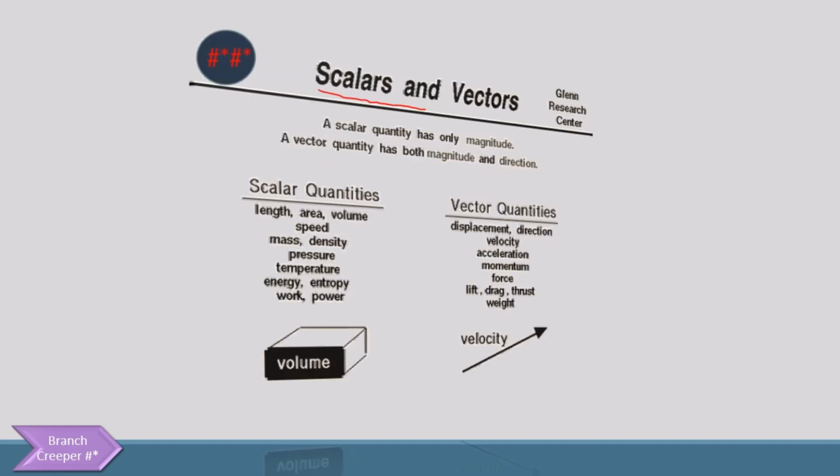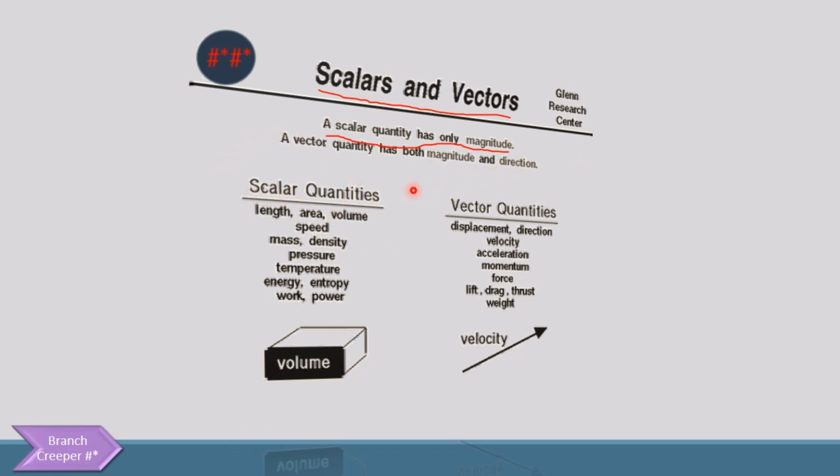So what is a scalar and what is a vector? A scalar quantity has only magnitude. A scalar is a quantity, as we have learned in the first video on units and measurements, where units are used to measure the quantity. So a scalar is a quantity which has only magnitude, and a vector quantity is a quantity which has both magnitude and direction.